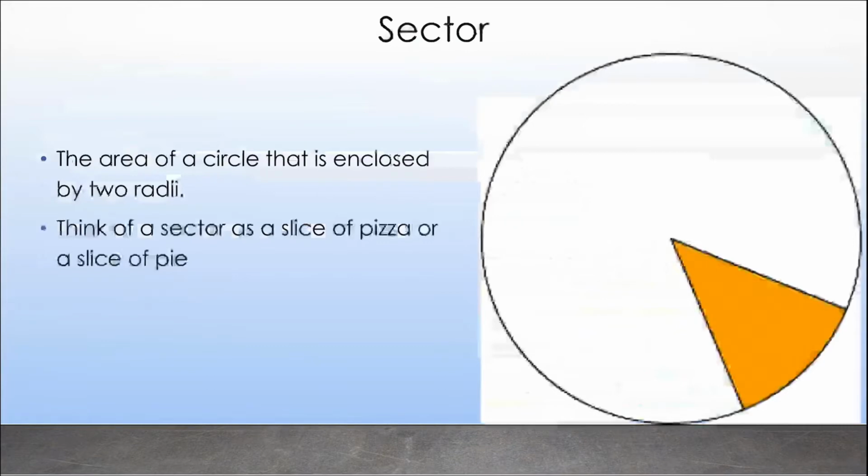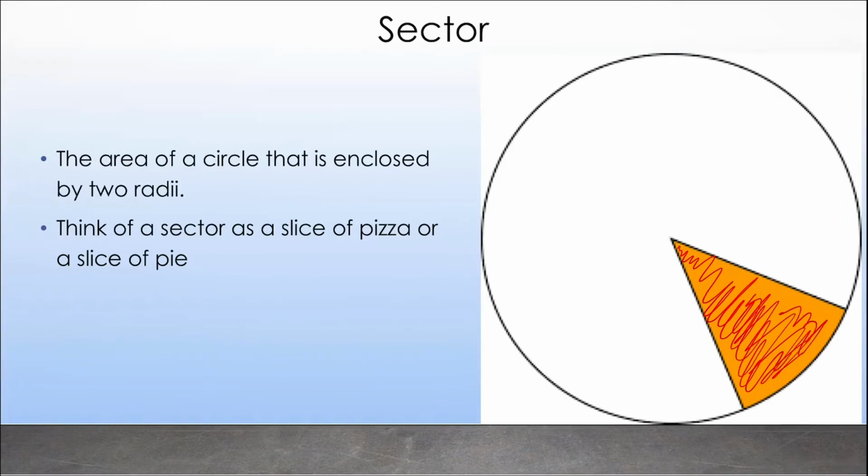A sector is the area of a circle that is enclosed by 2 radii. So that's these guys right here, this orange part. I like to think of a sector as a slice of pizza or a slice of pie. It's just a portion of the whole circle. And we want to be able to find the area of just that portion, or maybe the distance of that outer crust area. You could think about it.